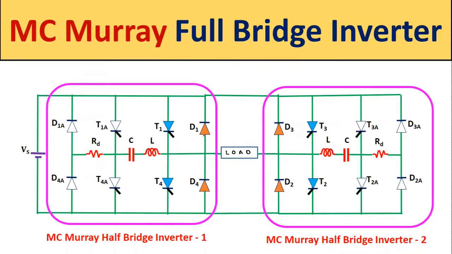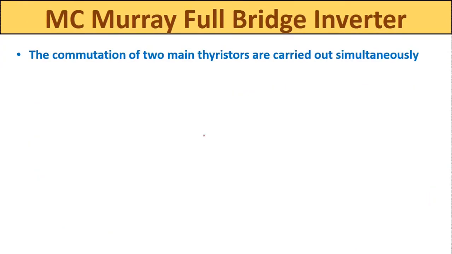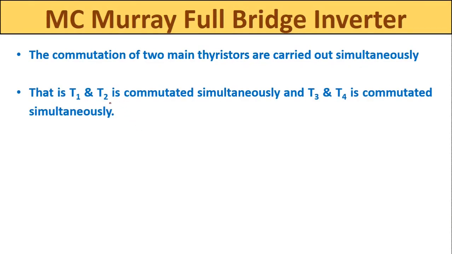Now let us discuss some important points related to McMurray full bridge inverter. As we have seen in the circuit diagram, it consists of 4 main thyristors. So 2 pairs of main thyristors are commutated simultaneously in this circuit. When the T1 and T2 thyristors are commutated, at that time T3 and T4 will be in the on condition, and when T3 and T4 are commutated, at that time T1 and T2 will be in the on condition.